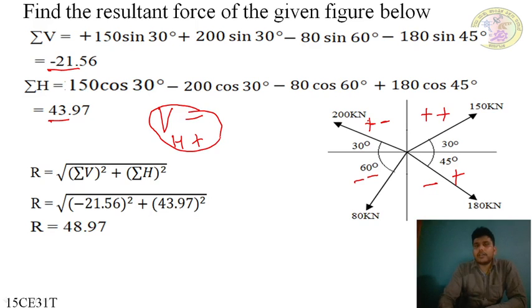This indicates that my sigma V is negative and sigma H is positive, so it is in the fourth quadrant, somewhere here.